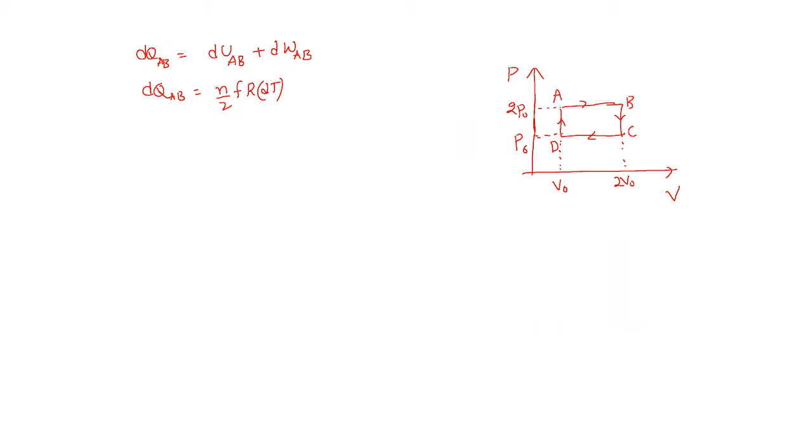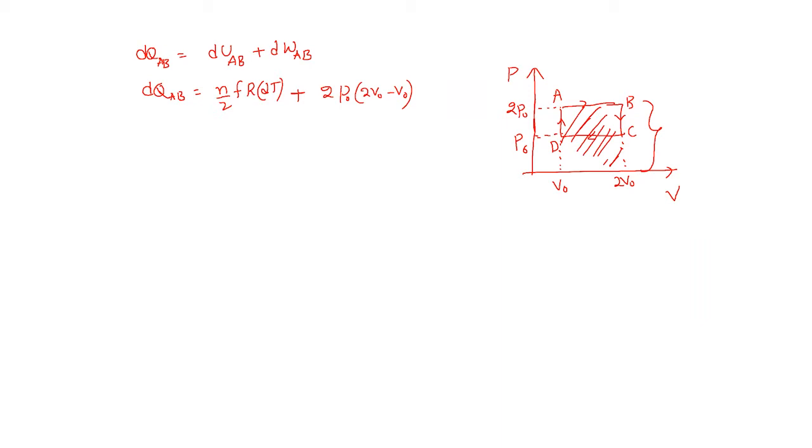It is a monoatomic gas, so f is the number of degrees of freedom, plus work done. So what is the work done in the process A to B? The work done is this entire area. How do you calculate it? Length into breadth. Length is 2P naught, breadth is 2V naught minus V naught. Am I correct, children? This entire area I have to calculate.